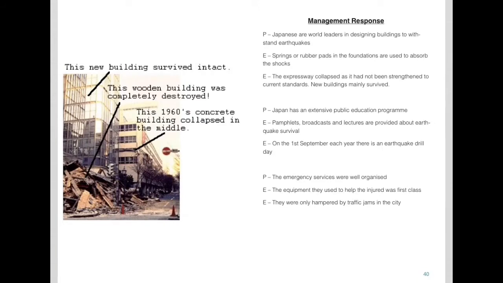Here you can see the three aspects of the management response. You need to know the full point, explain, expand answers of these, and you need to be able to again categorize these in relation to what we had at the start.